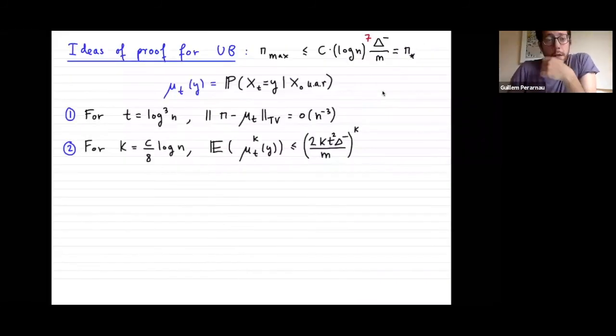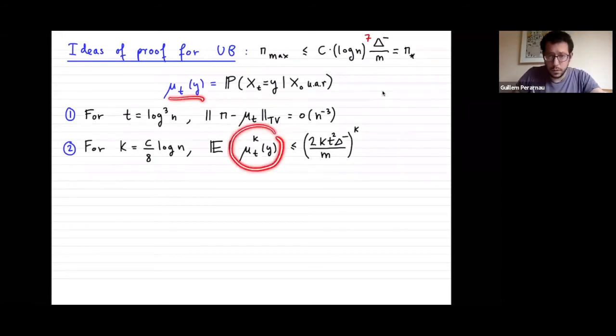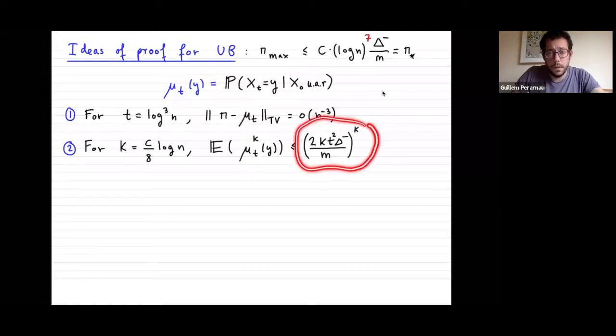And when I'm going to prove for the new one, I'm going to take k to be, in this case, just some logarithmic amount. I want to look at the kth moment of mu t of y. So here I'm fixing y, and my expectation is over the environment. I'm going to prove that this kth moment of this distribution can be bounded by something of this form, where I have k, which is this k here. I have my t, which was this log cube, and I have also the in-degree, and I have my m.